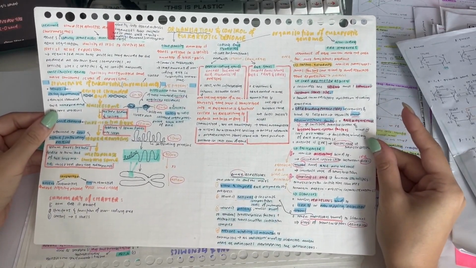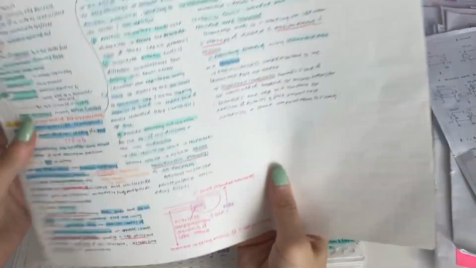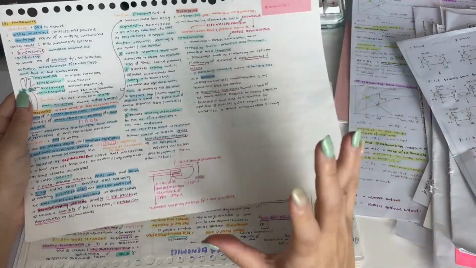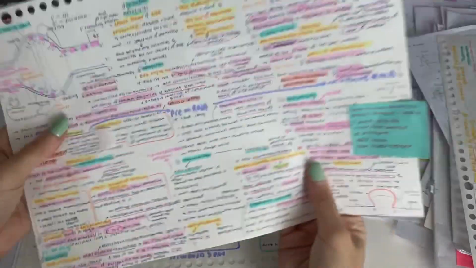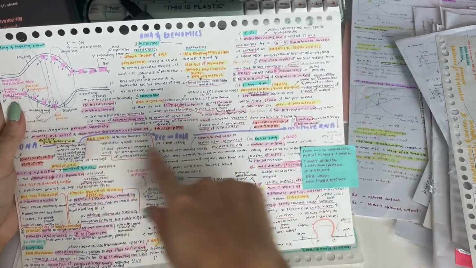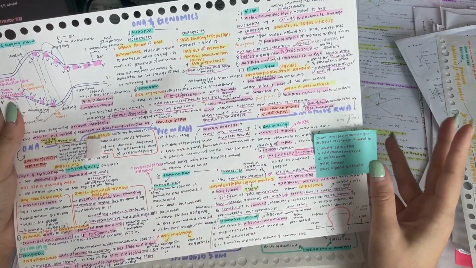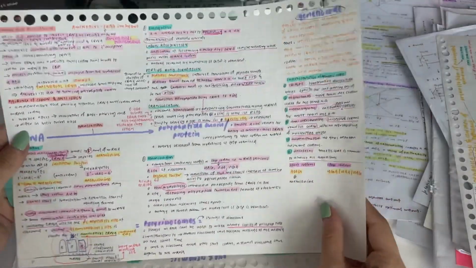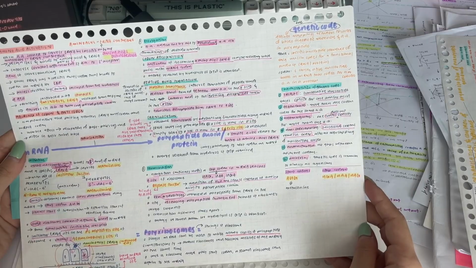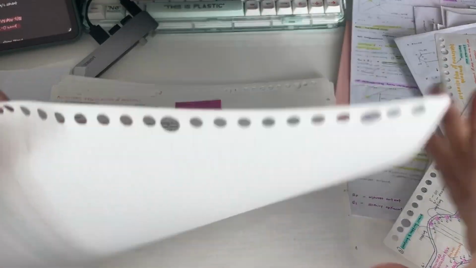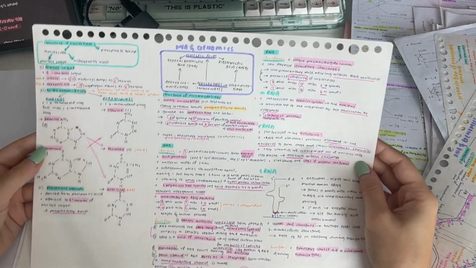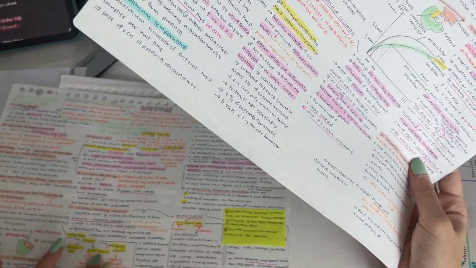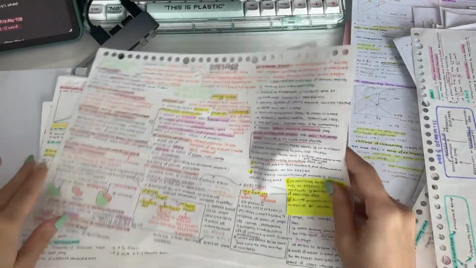But yeah, this is eukaryotic genome. I was trying to memorize, so I was just writing everything out here. And then I have DNA, and this is the entire process. Once again, I was memorizing, so I was just writing everything out. And this is enzymes.